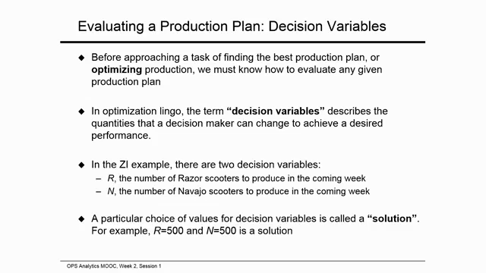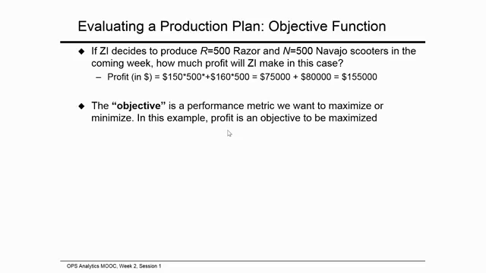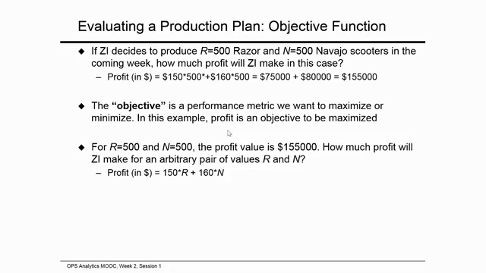A solution is a particular choice of these decision variables, such as 500 and 500. So if Zuter sets its decision variables to 500 and 500, it will earn $155,000 in profit. This calculation brings us to another important component of an optimization model, an objective. An objective is a criterion, such as profit or cost, that a company wants to make as big as possible or as small as possible. In the Zuter case, the objective is profit, and the company wants to maximize it. It is important to remember that once we decide upon values of the decision variables, we should be able to calculate the value of the objective.